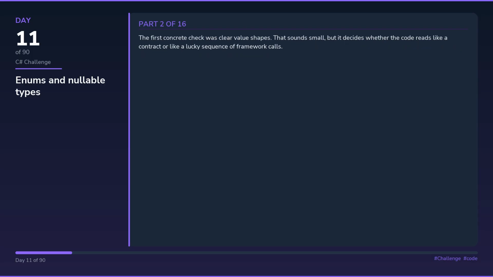The first concrete check was clear value shapes. That sounds small, but it decides whether the code reads like a contract or like a lucky sequence of framework calls. The second check was control flow that makes valid states obvious. That is usually where bugs start if the edge of the system is vague, because bad assumptions leak deeper into the app before anyone notices.